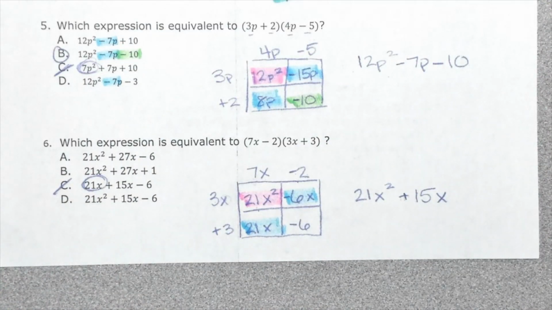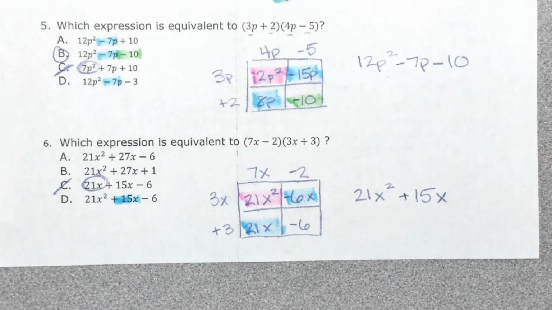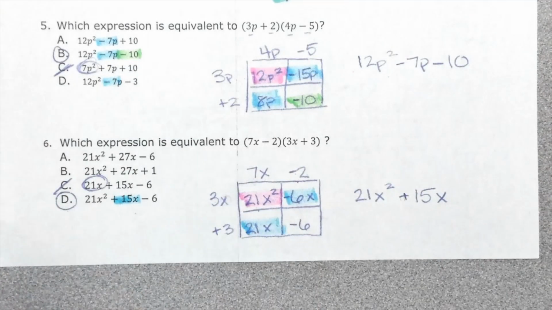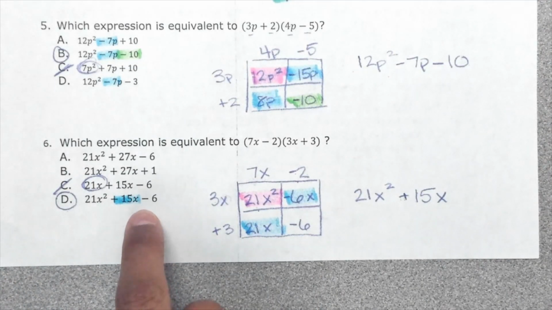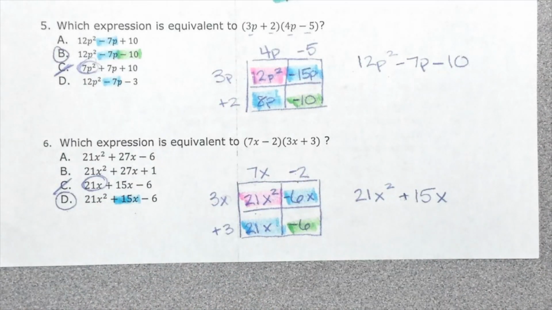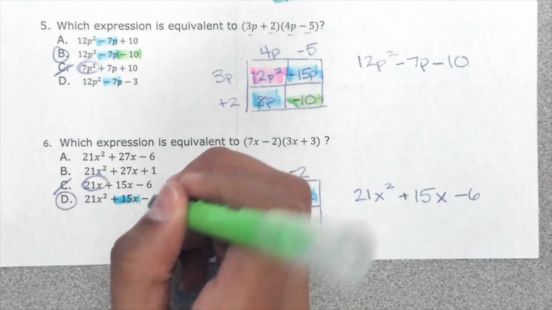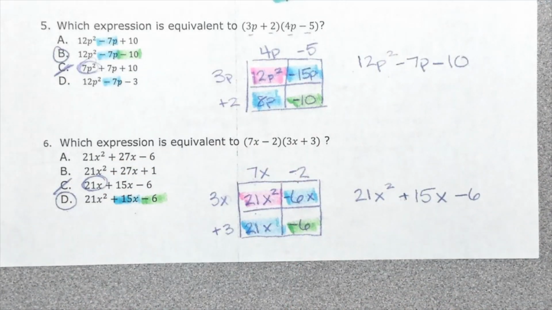So let's look at our answer choices. And D is the only correct answer choice that we could select. But I'm just going to finish writing out my last term. That last term is negative 6, which is by itself at the end over here. And so D is, again, the only correct answer choice here.